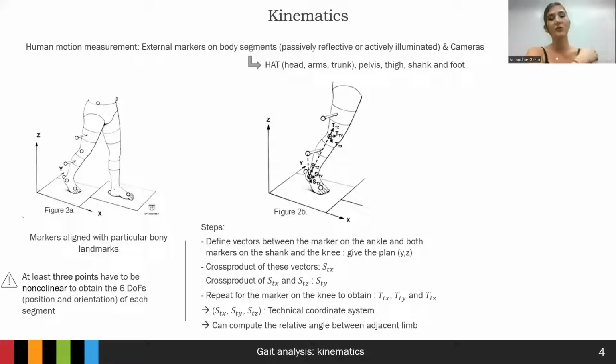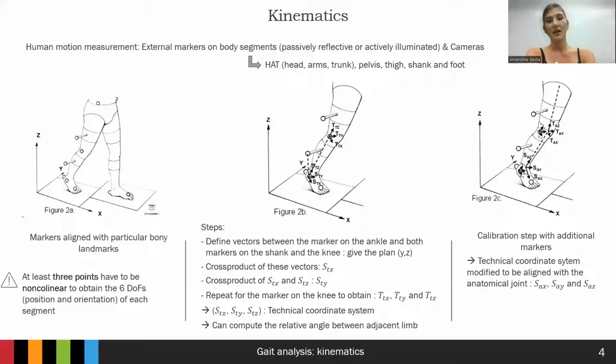But you can repeat that for the reference frame of the knee. Thanks to these 2 frames, you can compute the relative angle between adjacent frames. But what you need to be careful of is that these frames are not aligned to the biological joint. So for the most precise method, you will have a calibration step in addition with other markers.